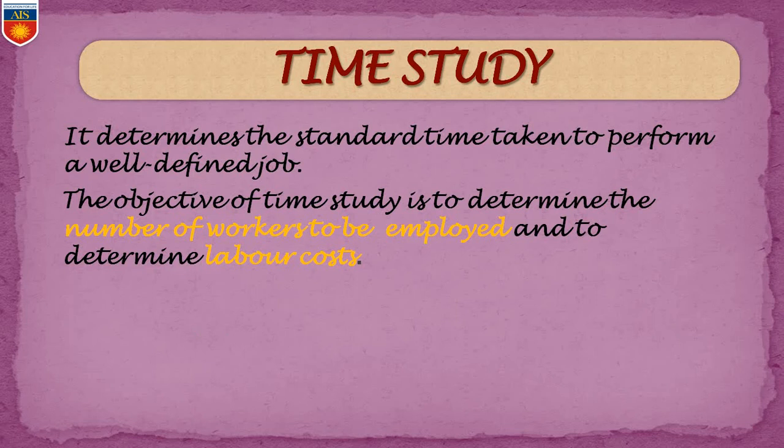It analyzed the job by breaking it into different elements and determined the time taken to complete each element of the job. In order to increase the productivity, optimum time to perform each operation is determined. The optimum time is the minimum time taken to perform the task. It divided the work into smaller units or operations.